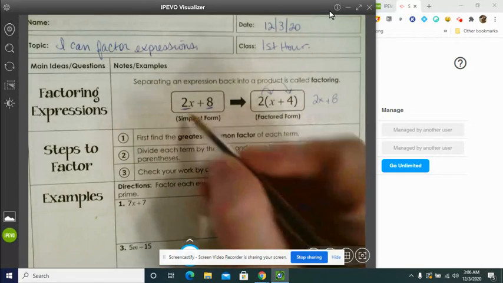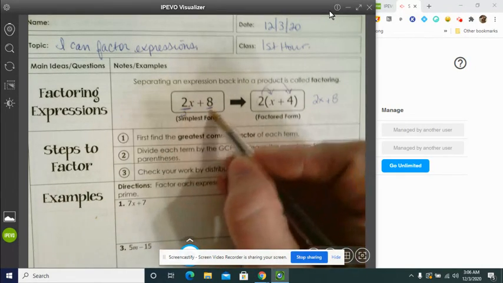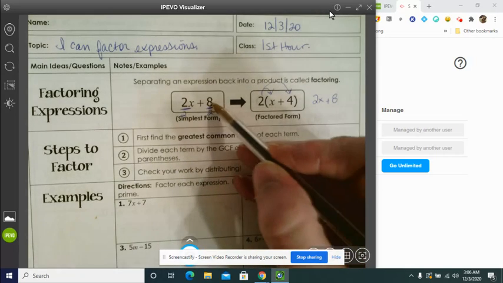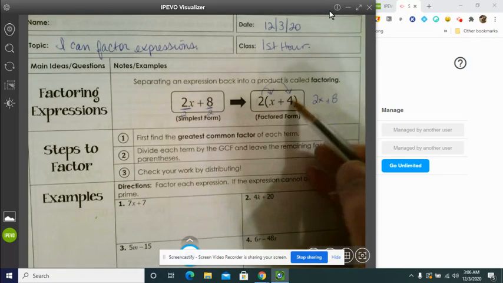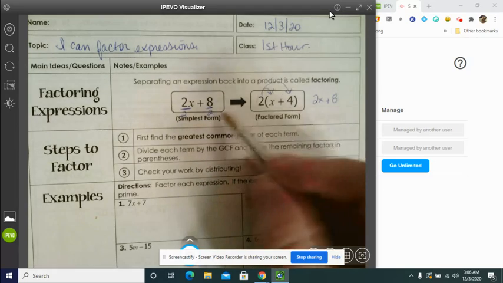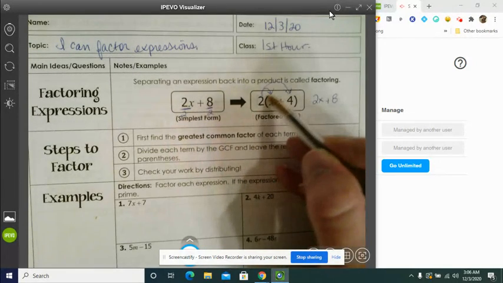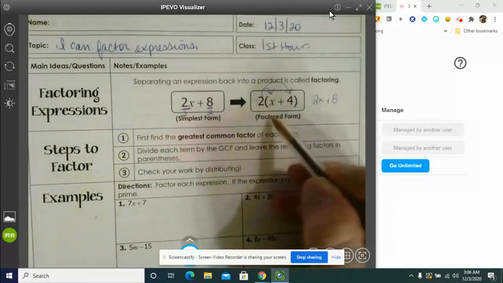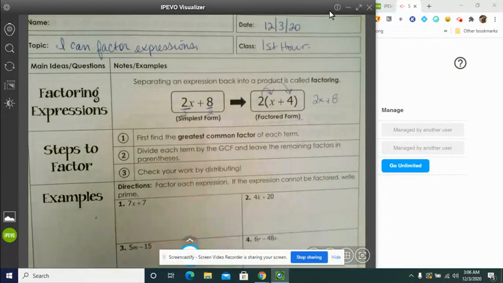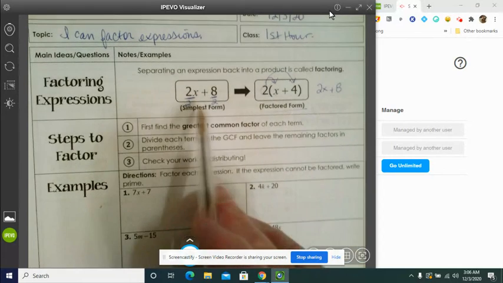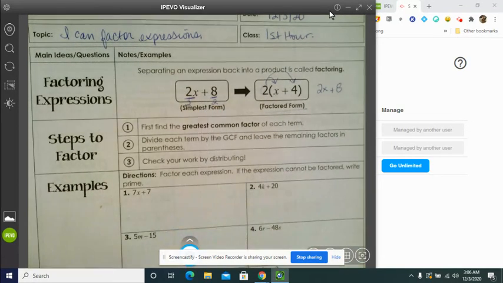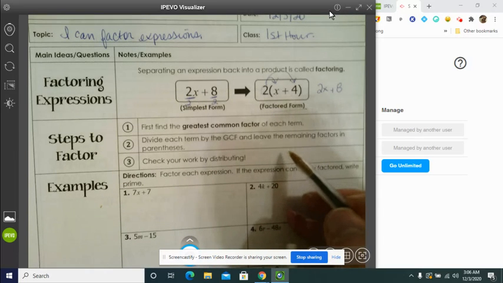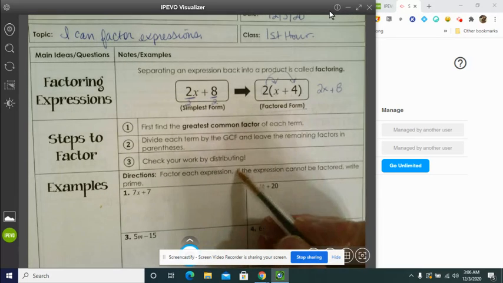So I'm going to divide this one by 2 and divide this one by 2. So 2x divided by 2 leaves me x. 8 divided by 2 leaves me 4. And so whenever this is factored, it's going to look like 2 and then parenthesis, x plus 4, parenthesis. This is the factored form of this one. So what we're going to do is look for the greatest common factor, and we're going to divide that out. And then we check our work by distributing.